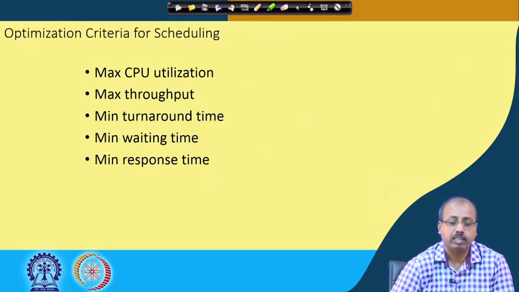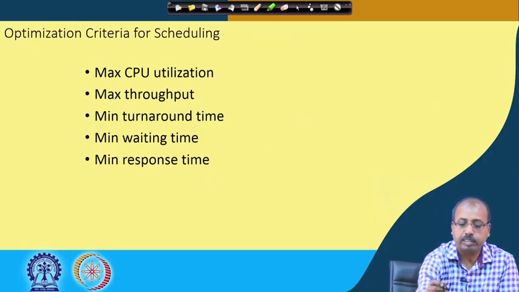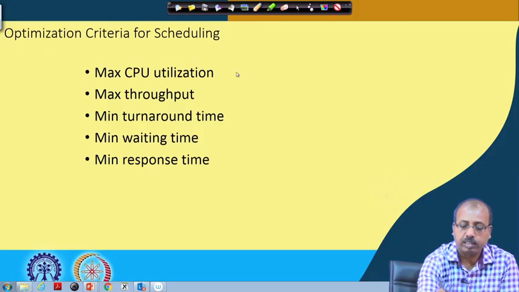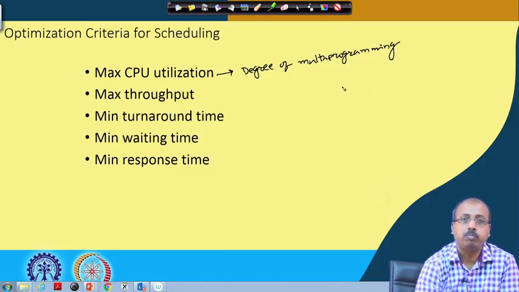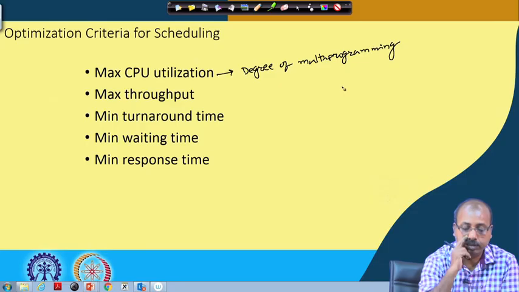One reason for the CPU utilization being low is that the degree of multiprogramming is low. There is a parameter called degree of multiprogramming, which means how many jobs are there in the system. If the degree of multiprogramming is low, that means the number of jobs is less. So naturally you cannot complete a large number of jobs per unit time, and utilization will be low.